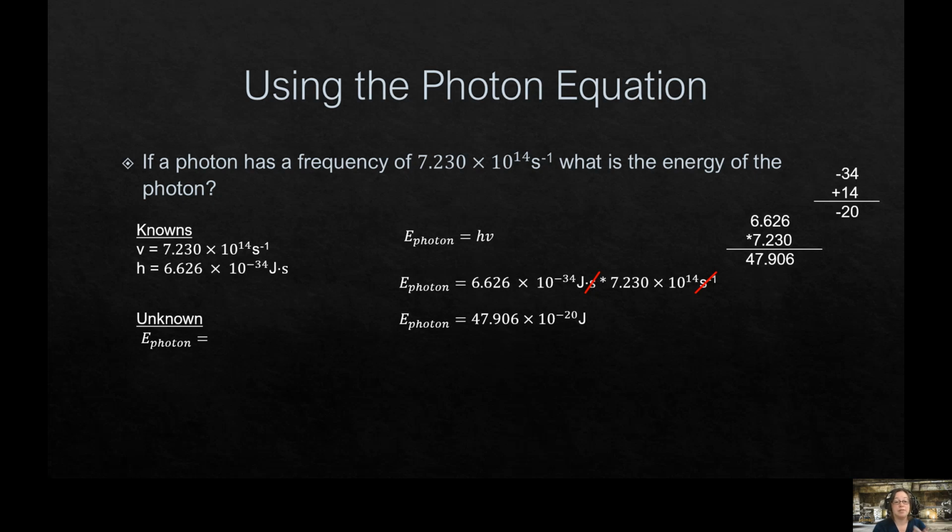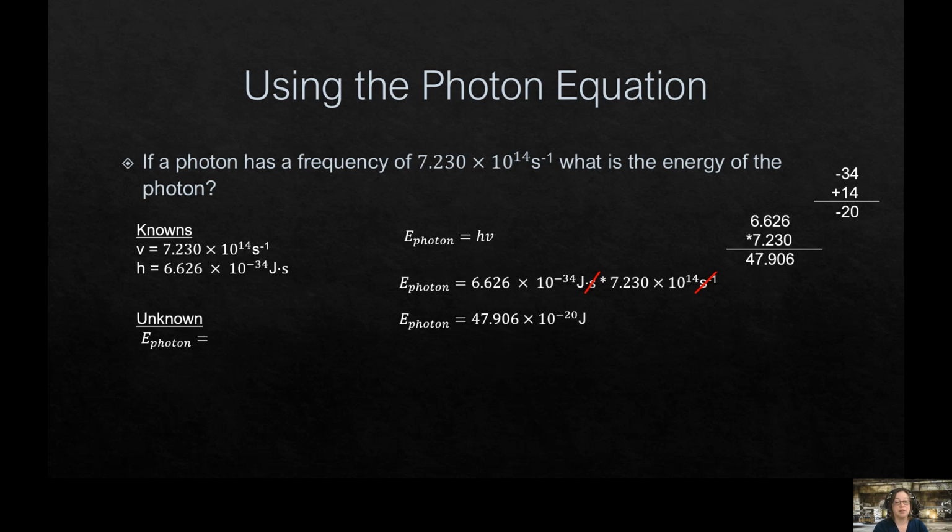So the first thing you're going to do is write out the equation in words. E photon equals hv. Then you're going to write what you know and what you don't know. So your knowns are your frequency and Planck's constant. Your unknown is the energy of this particular photon. Now you're going to replace your known values in your handwritten equation, the one that's all words and symbols. That gives you E photon equals 6.626 times 10 to the negative 34th power joules per second times 7.230 times 10 to the 14th power hertz.